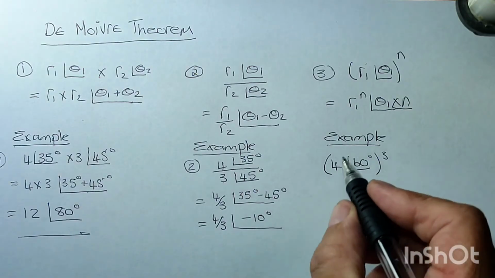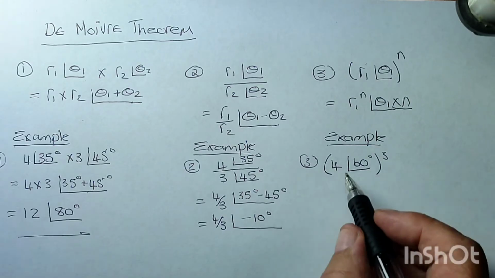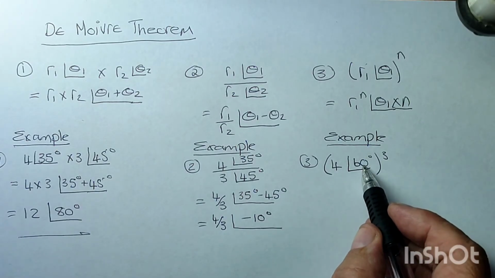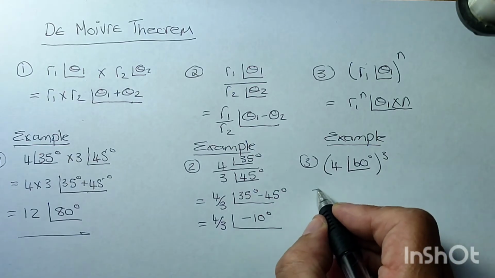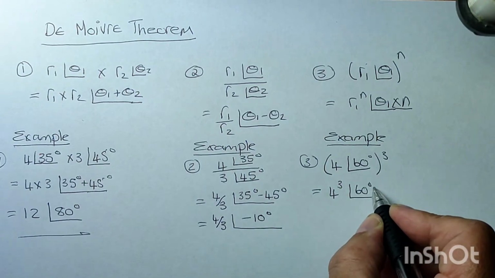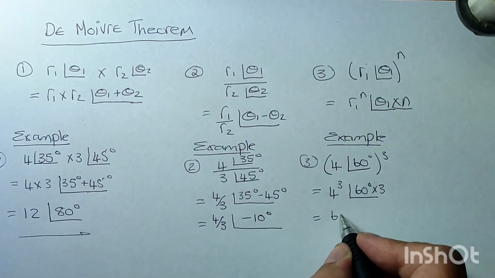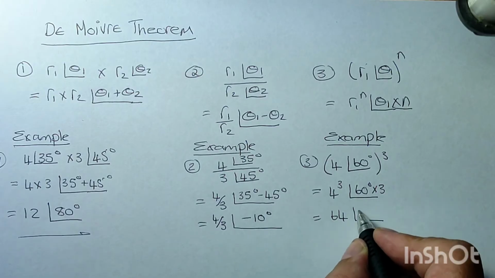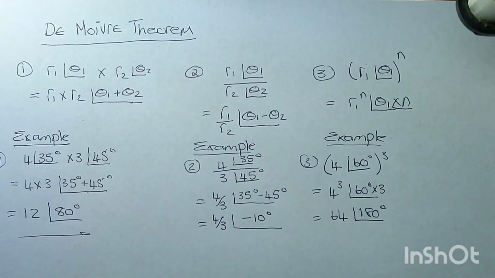So if I go to my next example, example number 3, this is where I have 4 as an r value and an angle of 30 degrees, but I've got an exponent of 3. I only apply the exponent to the r value, but I multiply the exponent with the angle. So this will give me a value of 4 to the power of 3, which is 64, and 3 times 60 is 180 degrees. And there I have simplified the exponent into the r and into the angle. So the only difference is in the angle.